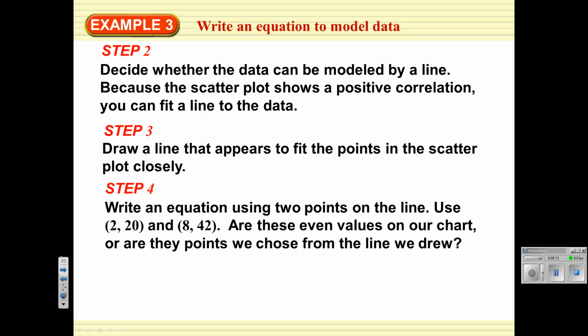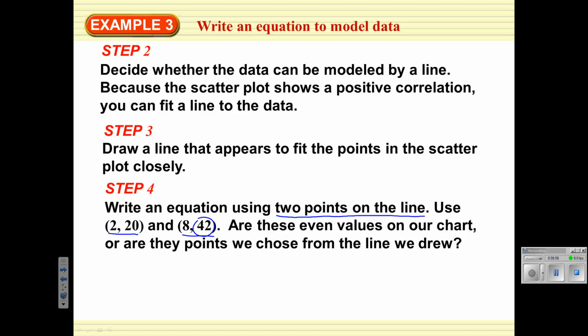And then for writing an equation, you use 2 points on the line you drew. So in our example, we're going to use (2, 20) and (8, 42). Look at those, and it's about 42. We're guessing on the y coordinate because we don't have an exact y coordinate. We have an exact x, but we're going ahead and guessing on the y coordinate, and that's okay. Now, are these even values on our chart? Were these even part of our table? I don't think they were. They're points that we chose from the line we drew that models our data. They don't have to be values on our chart. They can be, but they don't have to be.